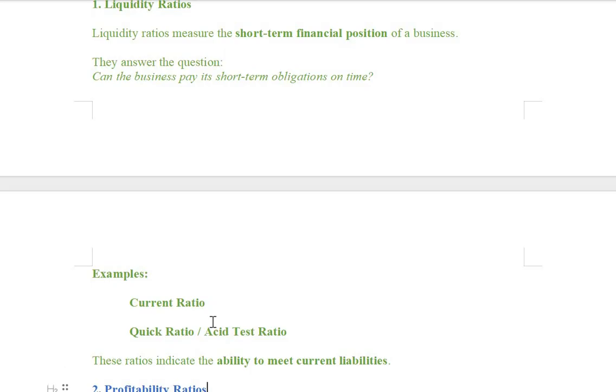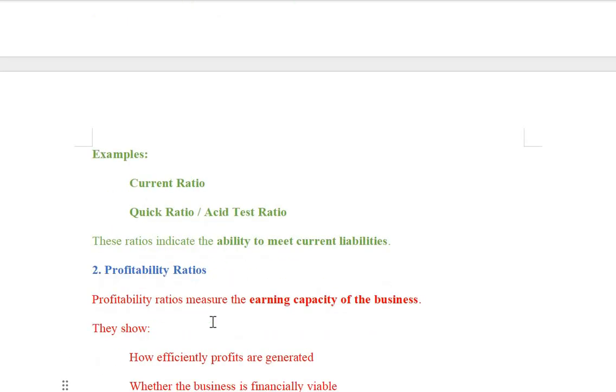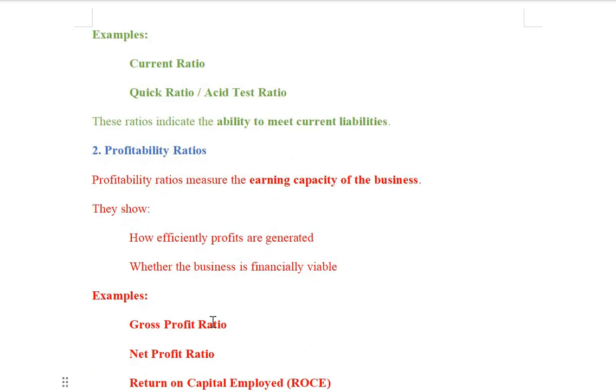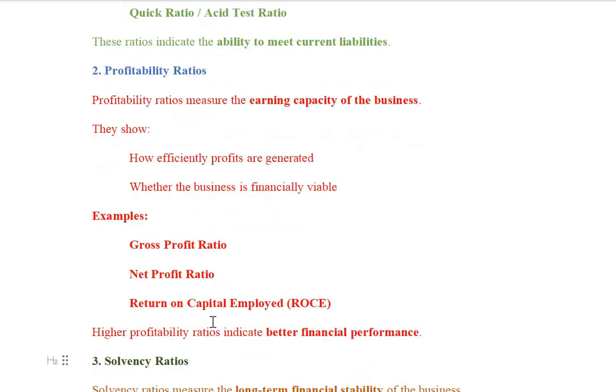Under liquidity ratio, we have three types of ratio. One is current ratio, number two quick ratio, and number three cash position ratio. The next important type of ratio is the profitability ratio. This profitability ratio can be analyzed to measure the earning capacity of the business.